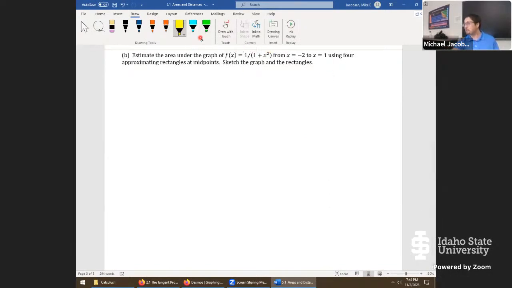Our graph is f of x equals 1 over 1 plus x squared. That does have an antiderivative as well. It would have been the arctangent or tangent inverse function. We're estimating the area from -2 to +1 using 4 approximating rectangles, this time at midpoints.